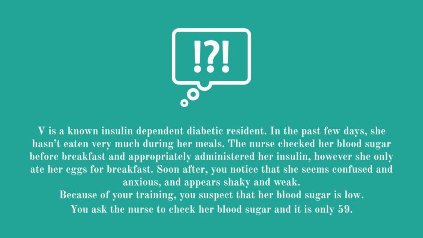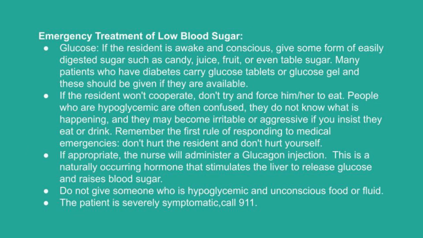Because of your training, you suspect that her blood sugar is low. You ask the nurse to check her blood sugar, and it is only 59. So what should you do? If the resident is awake and conscious, give some form of easily digested sugar, such as candy, juice, fruit, or even table sugar. Many residents who have diabetes carry glucose tablets or glucose gel, and these should be given if they are available. If the resident won't cooperate, don't try to force him or her to eat.